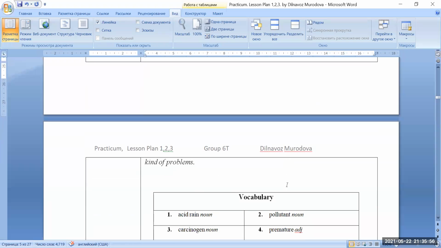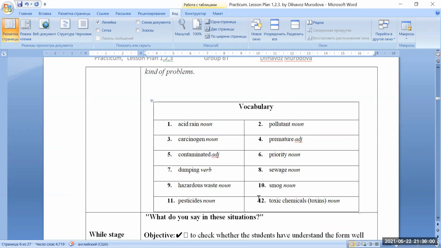Okay, guys, now we have some typical vocabulary to learn, and now we're going to learn them together. And acid rain, what is acid rain? It's some kind of dirty rain, which harms us, which is harmful for the nature, consists of chemicals. The dirty raindrops. Yeah, thank you very much.